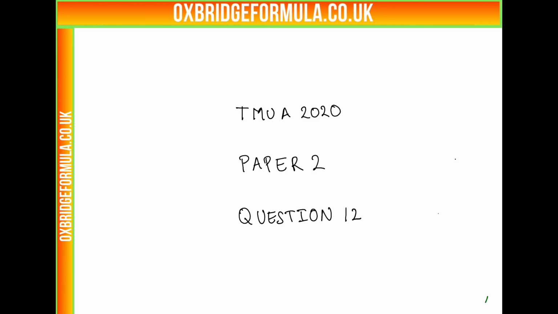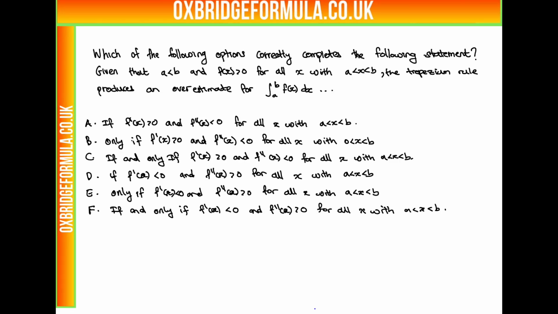This is the solution video for question 12, paper 2 of the TMUA 2020 exam. The question is about a statement that we're given here, and we're given a bunch of options, and we want to figure out which one of these options will correctly complete this statement.